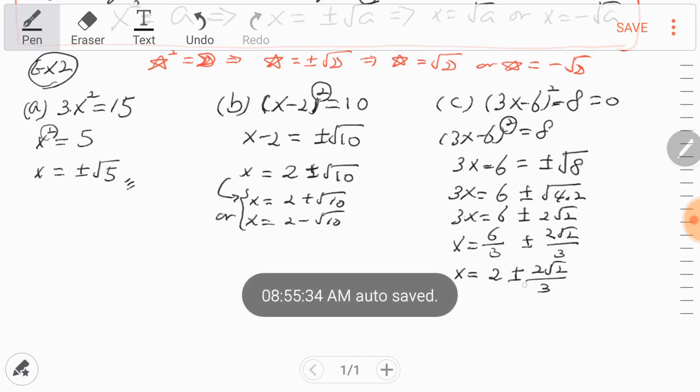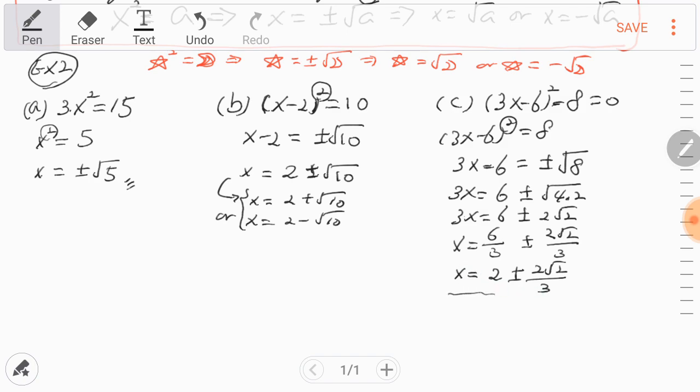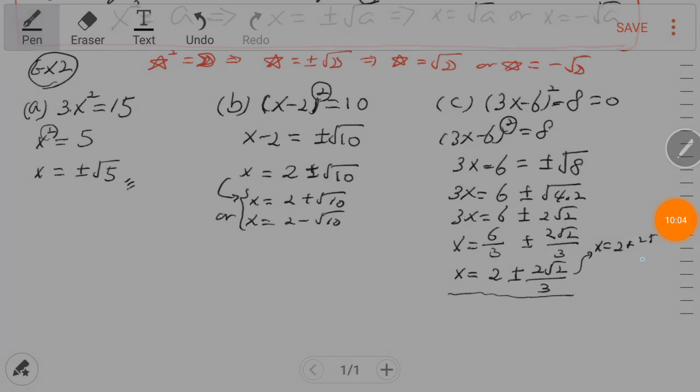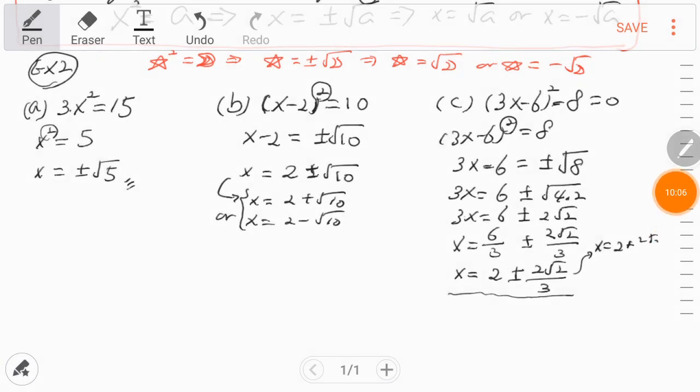So this is the solution. This means x is 2 plus 2 square root of 2 over 3, or x equals 2 minus 2 square root of 2 over 3. This means there are two solutions. One is plus, one is minus.